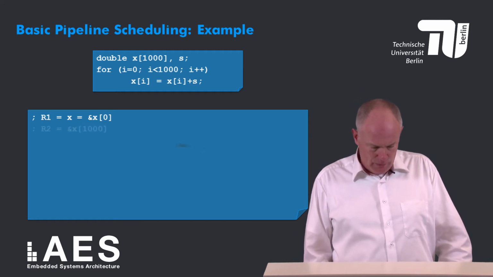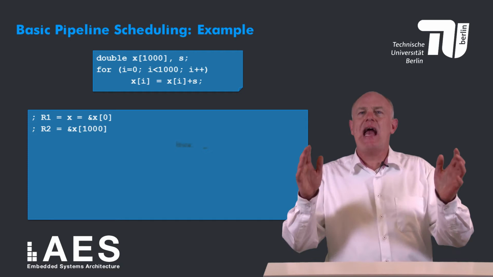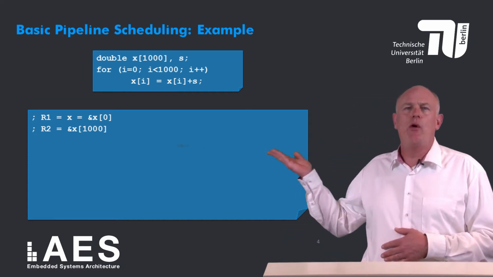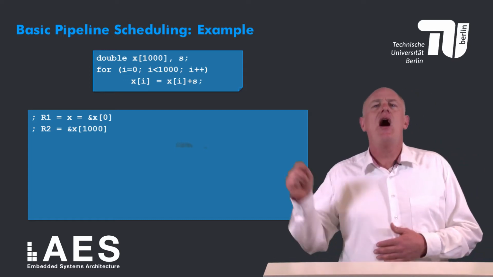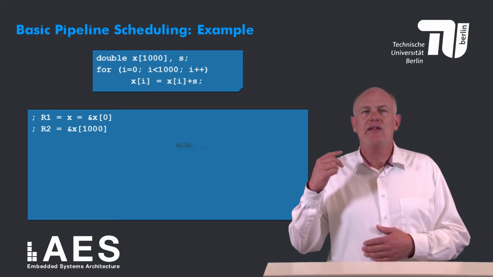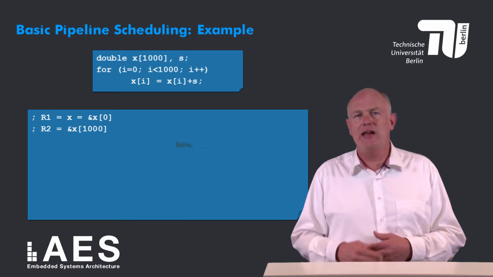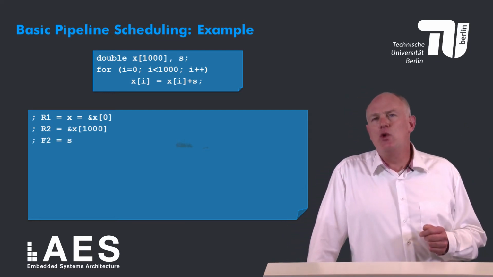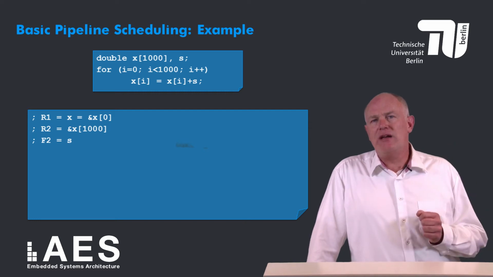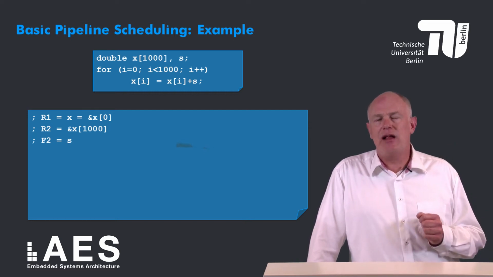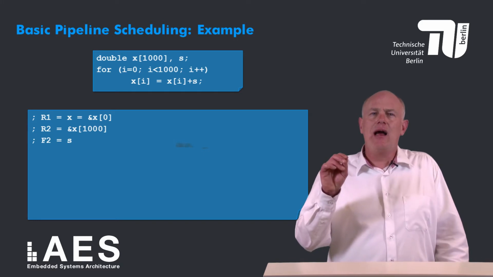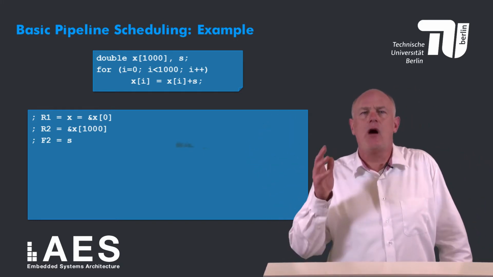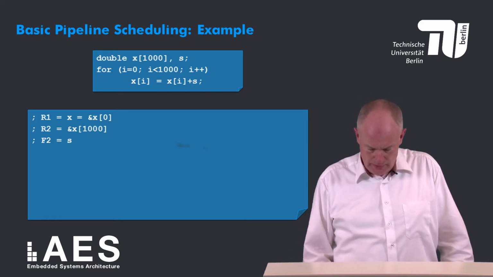I also assume that R2 contains the address of x1000, or in other words, R2 points to the first memory location after the array x, since x999 is the last array element. Finally, I assume that floating point register F2 contains the scalar value s. Every line until now starts with a semicolon. This indicates that it is a comment and not actual code.